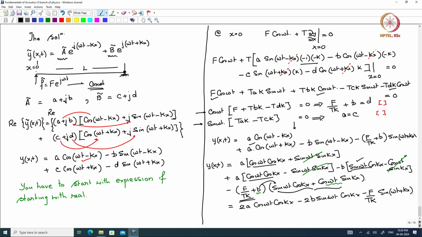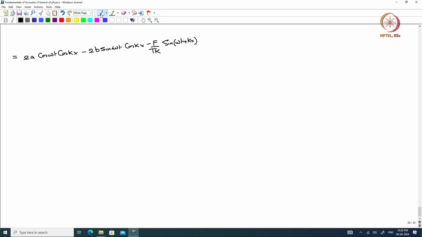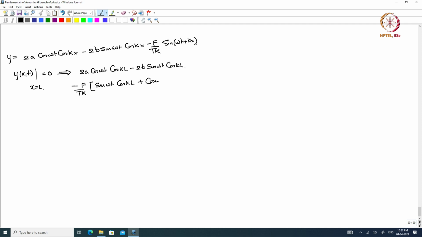Now we have to impose the second boundary condition. So that's the term we have. Now if we impose y(x, t) at x equal to l is equal to 0, that implies twice a cos omega t cos kl minus twice b sin omega t cos kl minus f by tk sin omega t cos kl plus cos omega t sin kl equal to 0.